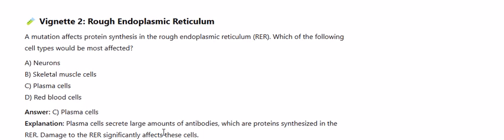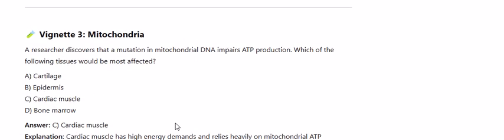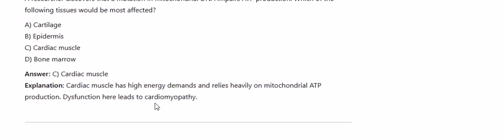Vignette 3. Mitochondria. A researcher discovers that a mutation in mitochondrial DNA impairs ATP production. Which of the following tissues would be most affected? A. Cartilage. B. Epidermis. C. Cardiac muscle. D. Bone marrow. Answer: C. Cardiac muscle. Explanation: cardiac muscle has high energy demands and relies heavily on mitochondrial ATP production. Dysfunction here leads to cardiomyopathy.